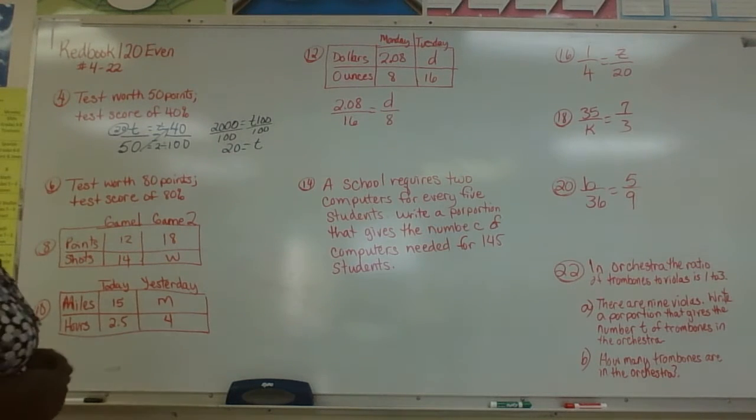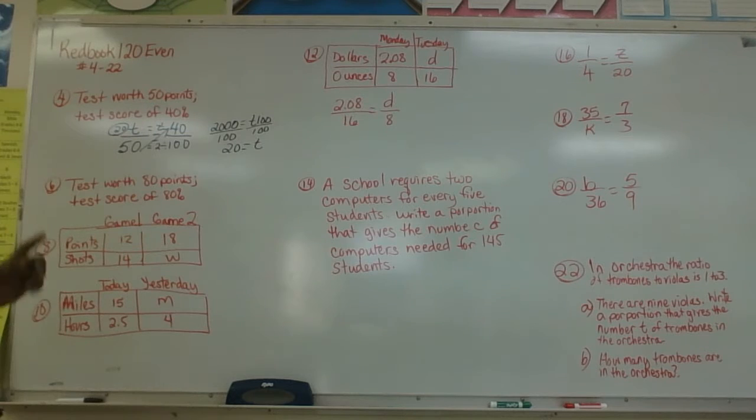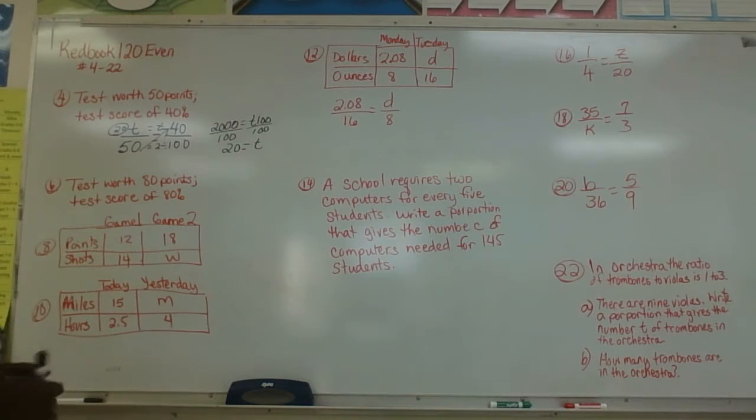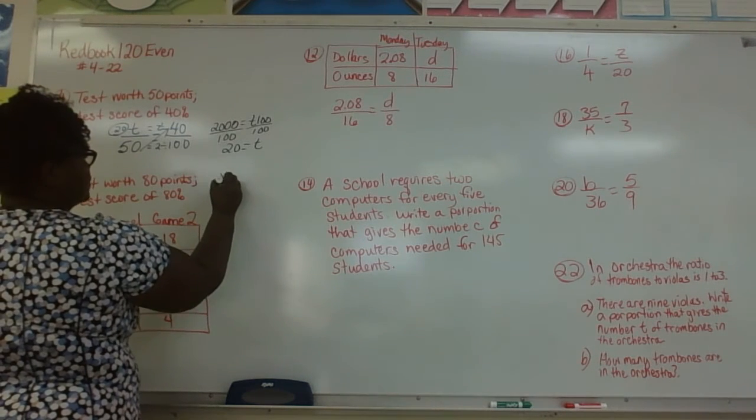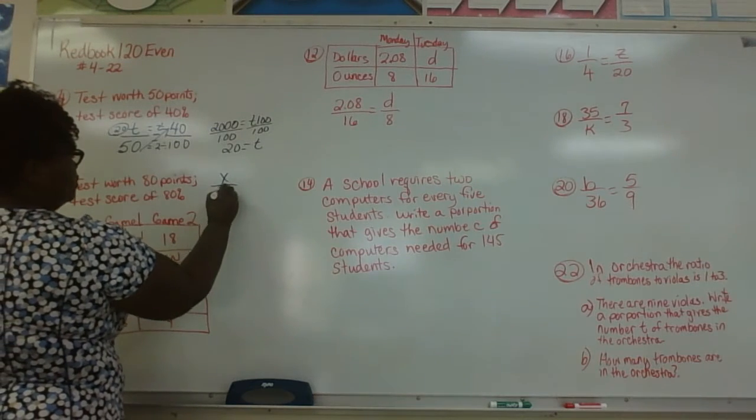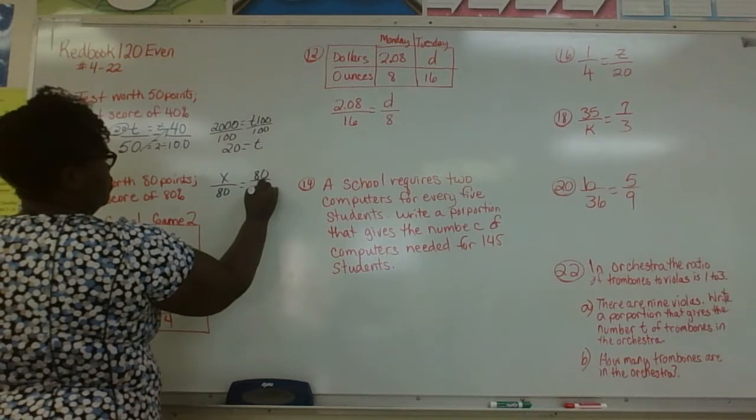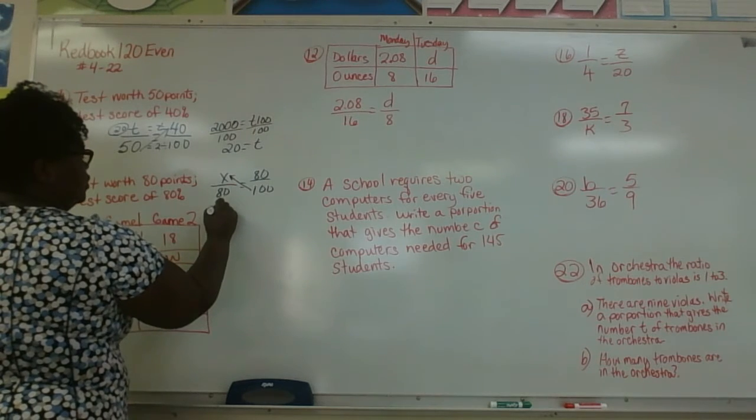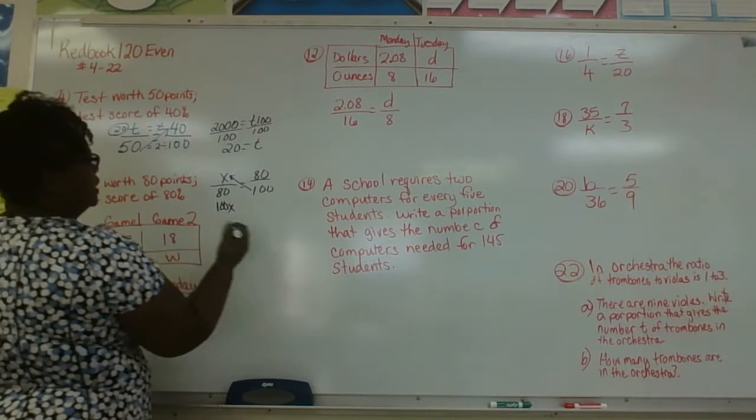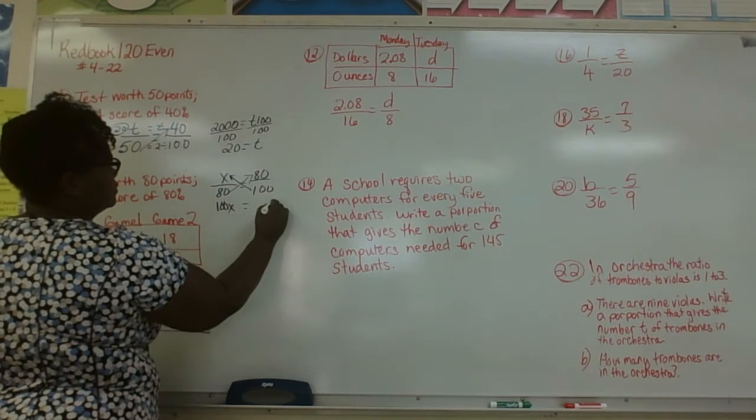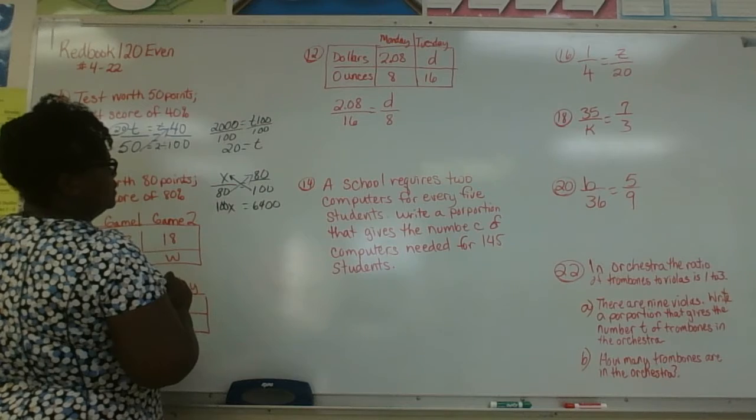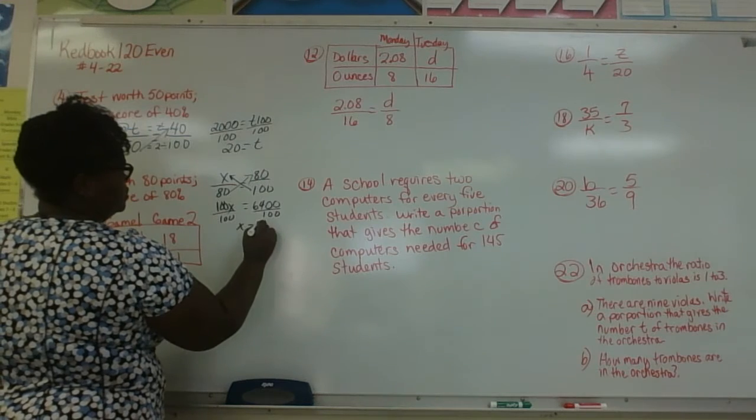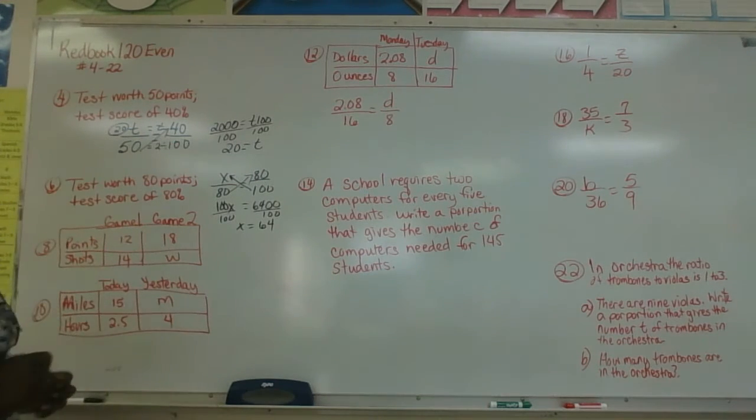Now let's look at number 6. Number 6 says the test is worth 80 points and the test score of 80%. Here again, we set it up just as we did the other. So here we have x over, in this case, 80 possible points equal to 80 over 100. In this case, we would cross multiply so that we have 100x here, and then we would cross multiply here, and then we would isolate x by dividing by 100, and so x will be equal to 64 in this case.